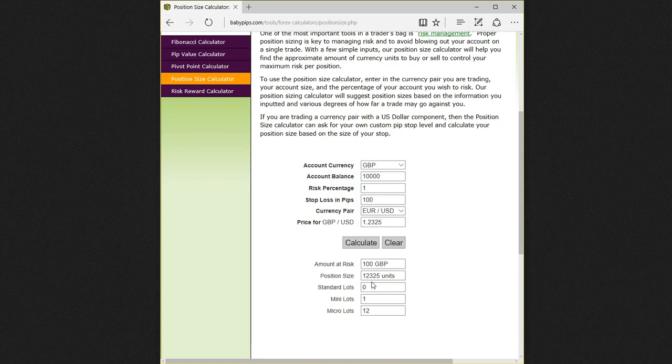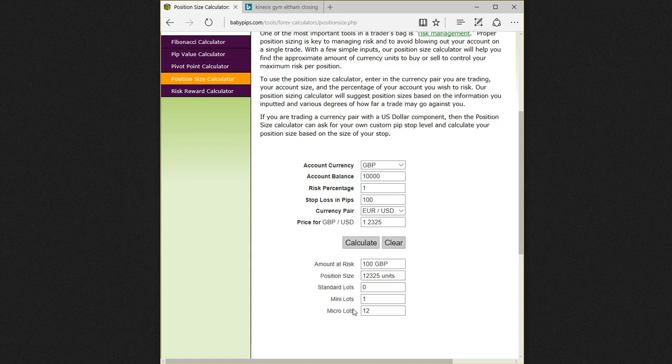Now, it's got a few other metrics down below, like standard lots. A standard lot is 100,000 units, a mini lot is 10,000, and a micro lot is 1,000 units. So the exact amount we need to trade is 12,325, but if you can't do that and the broker's only offering you, say, 10,000, then you can do a mini lot, and if you can do micro lots, then you can do 12.